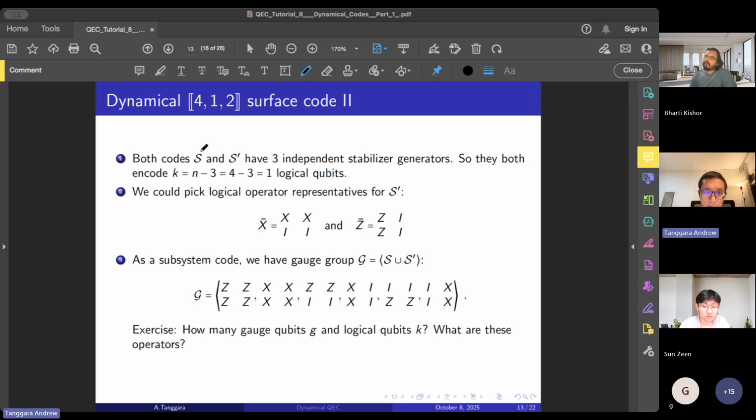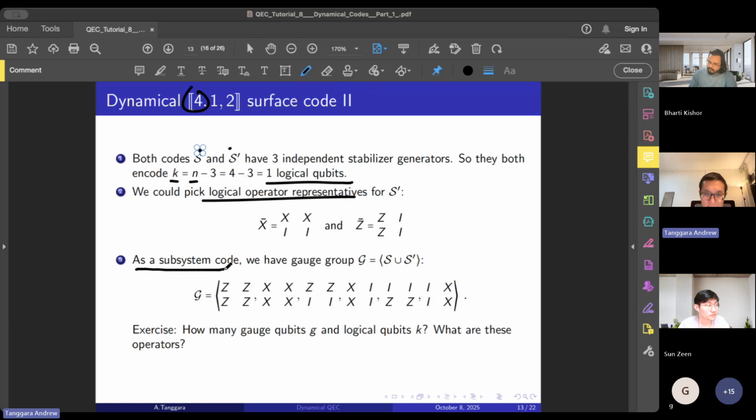So both of these guys have three independent stabilizer generators, right? And so if I use this formula for how many logical qubits they encode, I subtract 3 from n, because I have three independent stabilizer generators, and n is just 4 because we only have 4 qubits, right? So we have one logical qubit for both S and S prime. And we can pick the same logical representative for S prime.